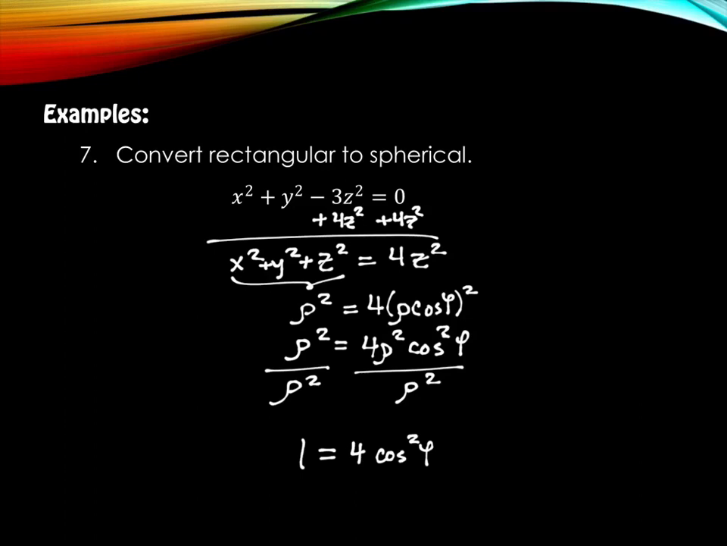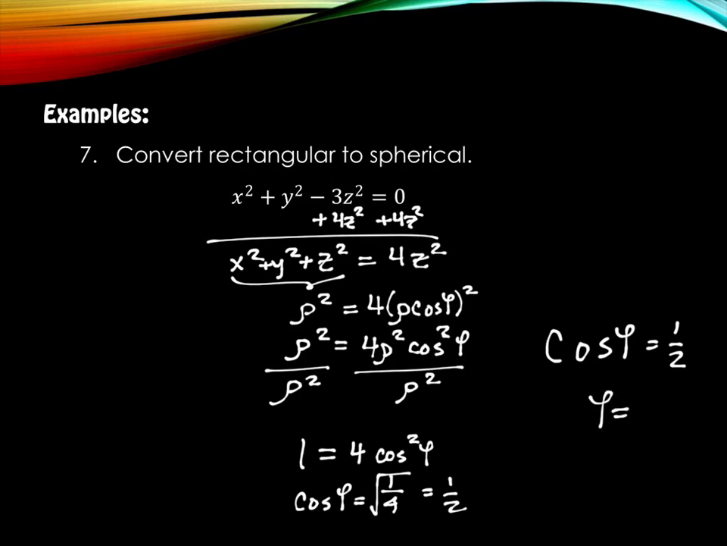And this is actually something you're familiar with, so I want to do a couple more steps to show you. If you stopped here, it would be okay. But if you were to solve this for phi, we would have cosine of phi equals 1/4 square rooted, which is 1/2. Where is the cosine value phi equal to 1/2? At pi over 3 and negative pi over 3.